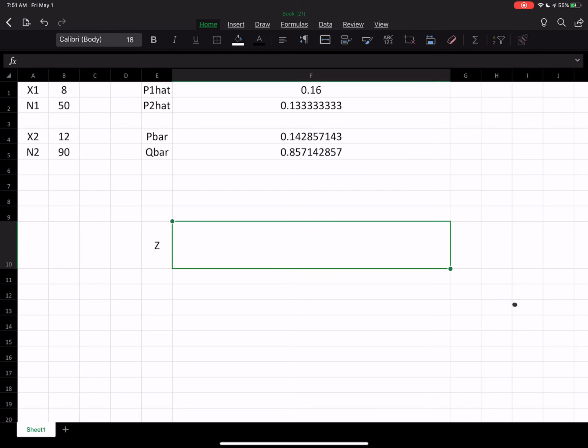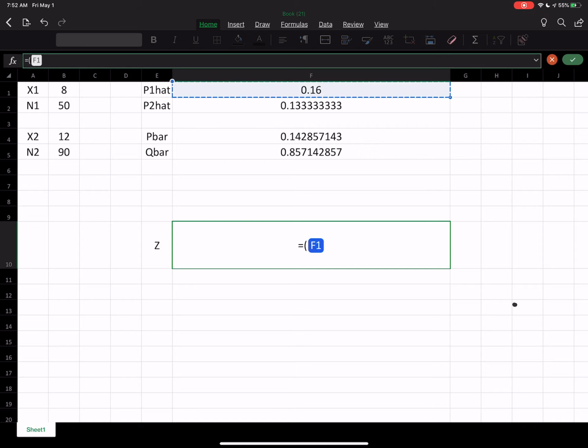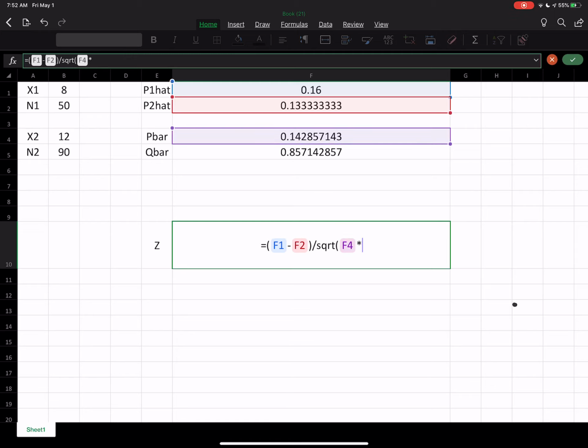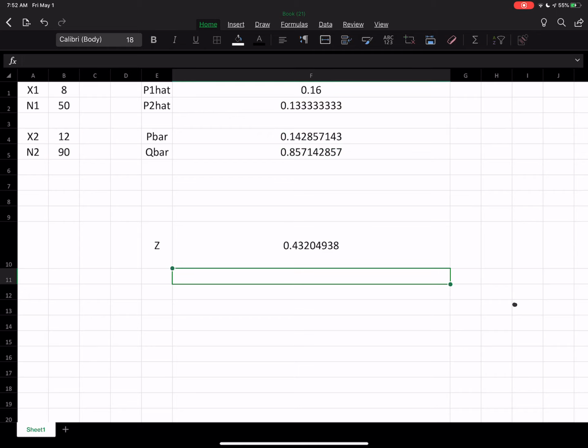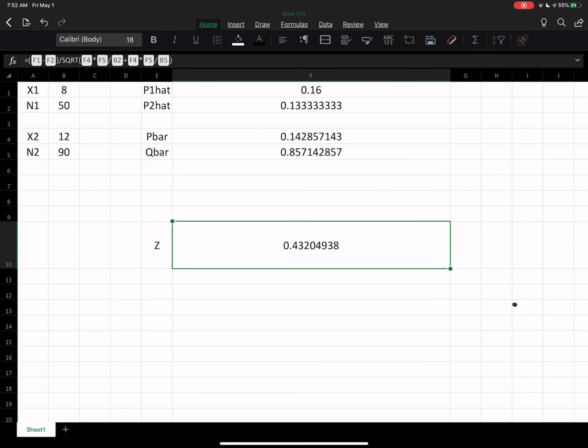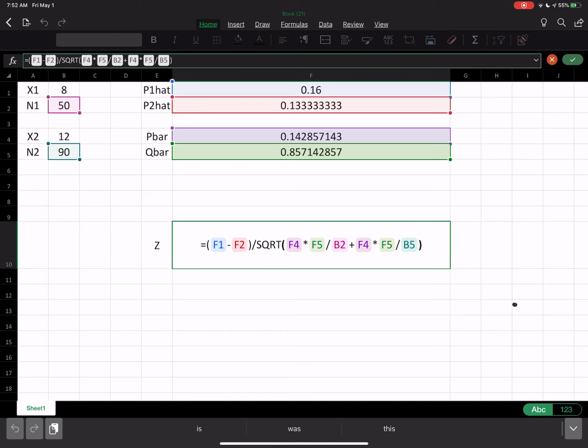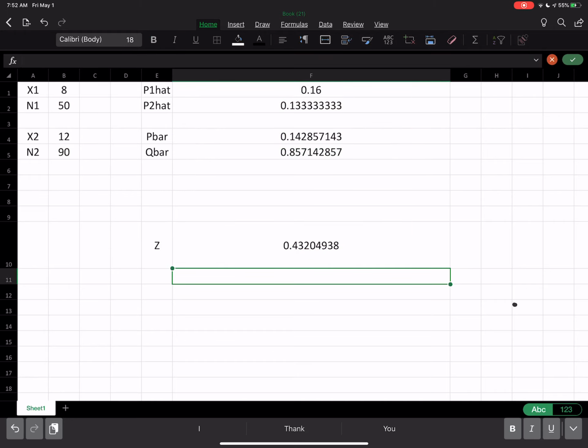Okay, so now I'm ready to calculate the test statistics, which is P1 hat minus P2 hat minus 0, but we don't need to write that, divided by the square root of P bar times Q bar divided by n1 plus P bar times Q bar divided by n2. And that's how I would type my test statistics, which is 0.432. So you could always look at that with the video and rewind it. So my test statistics is 0.4 almost.